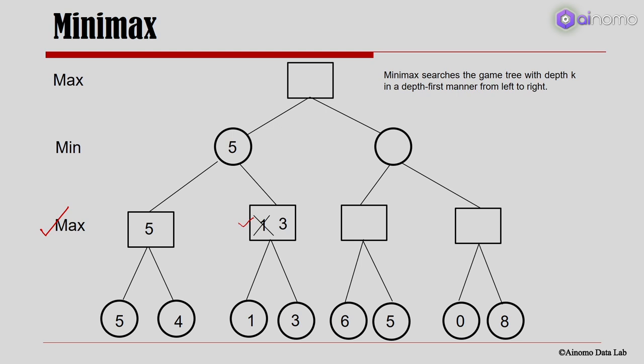This is again interesting to note because this is a min level now and I have 5 there, whereas the backed up value is 3 and min would prefer 3 rather than 5. So 5 is overwritten and 3 is kept. And finally 3 is backed up to the root of the tree. This is how the left subtree is completed.